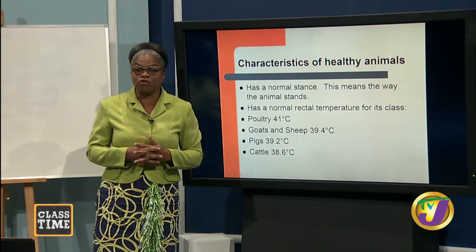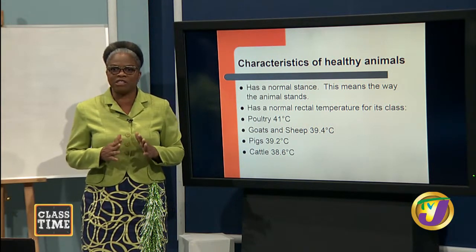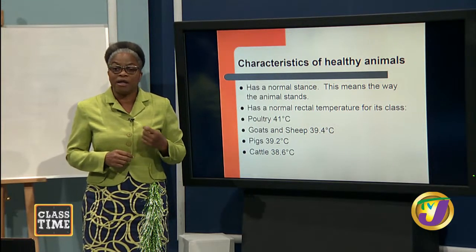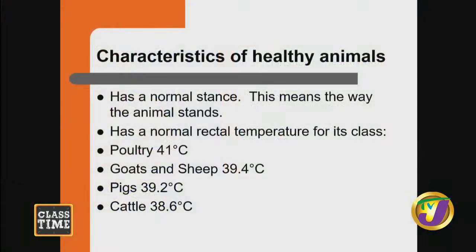If the animal is healthy too, the animal will have what we call a normal stance. This means that the animal is going to stand. Yes? And the animal too will have what we call a normal rectal temperature of its class. So for poultry, you're going to have 41 degrees Celsius. For goats and sheep, 39.4 degrees Celsius. For pigs, 39.2 degrees Celsius. And for cattle, 38.6 degrees Celsius.